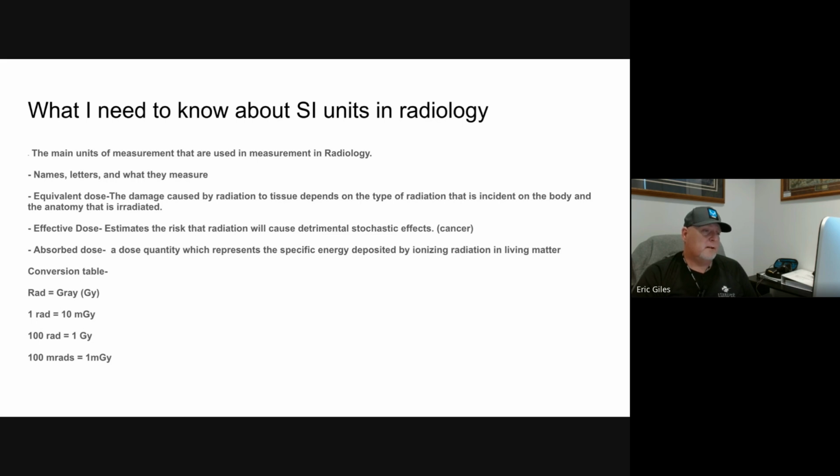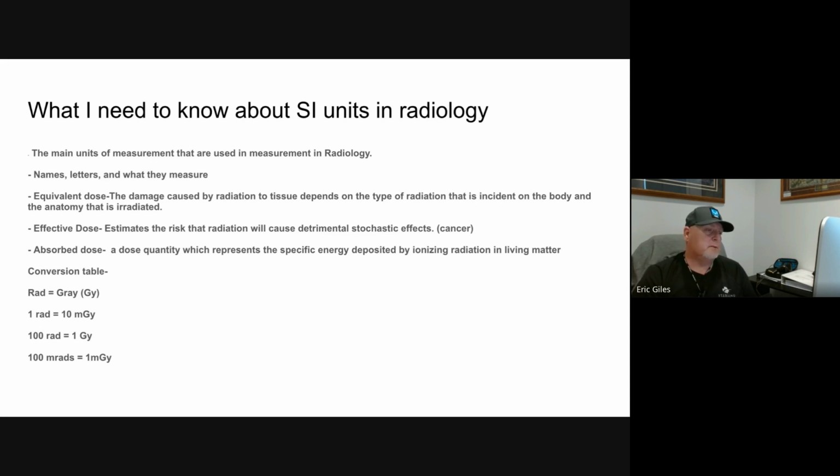Equivalent dose. The damage caused by radiation to tissue depends on the type of radiation that is incident on the body and the anatomy that is irradiated. Okay, so the equivalent dose is the amount of radiation that causes the damage. Okay, effective dose estimates the risk that radiation will cause detrimental stochastic effects, i.e. cancer. Okay, and you know we talked about stochastic. It's totally by chance, and it doesn't happen to everybody, but can happen.